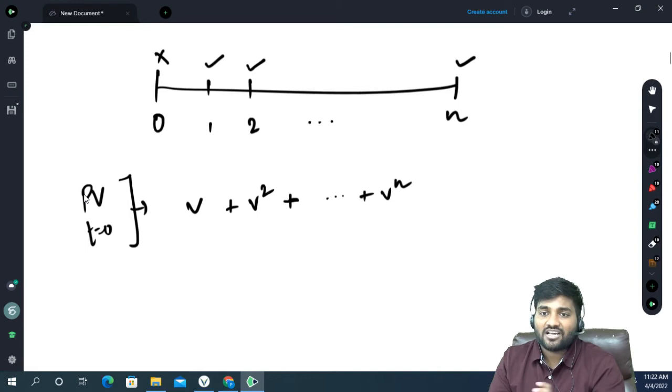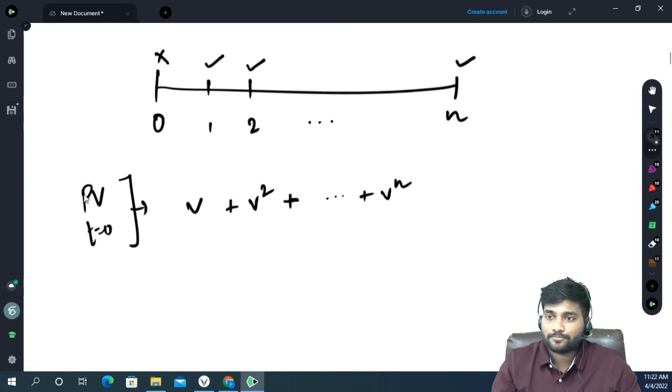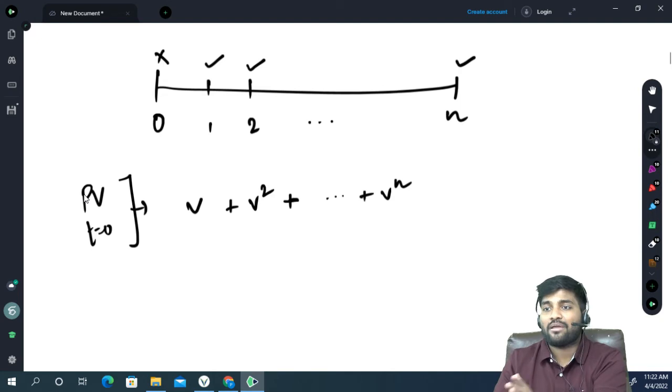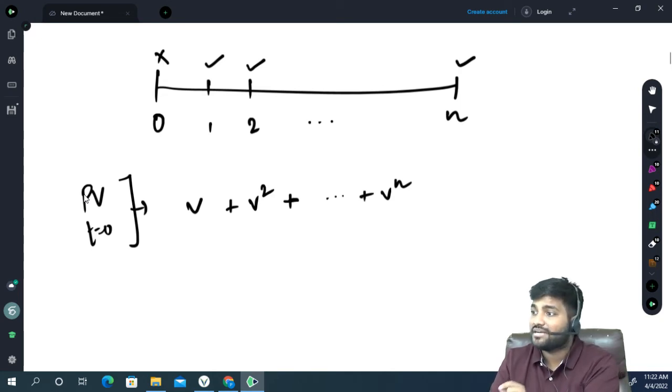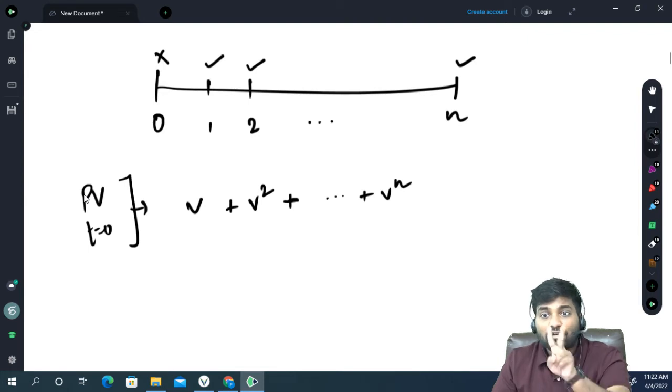So, which kind of series is this? GP, where the first term is V, the common ratio is V, and the number of terms is n, because there are n payments. Don't confuse between years and payments. In a GP series, we are concerned with the number of payments, not the number of years. There might be half yearly payments. Then in n years, there will be 2n payments. So the number of terms will be 2n, not n. Okay?